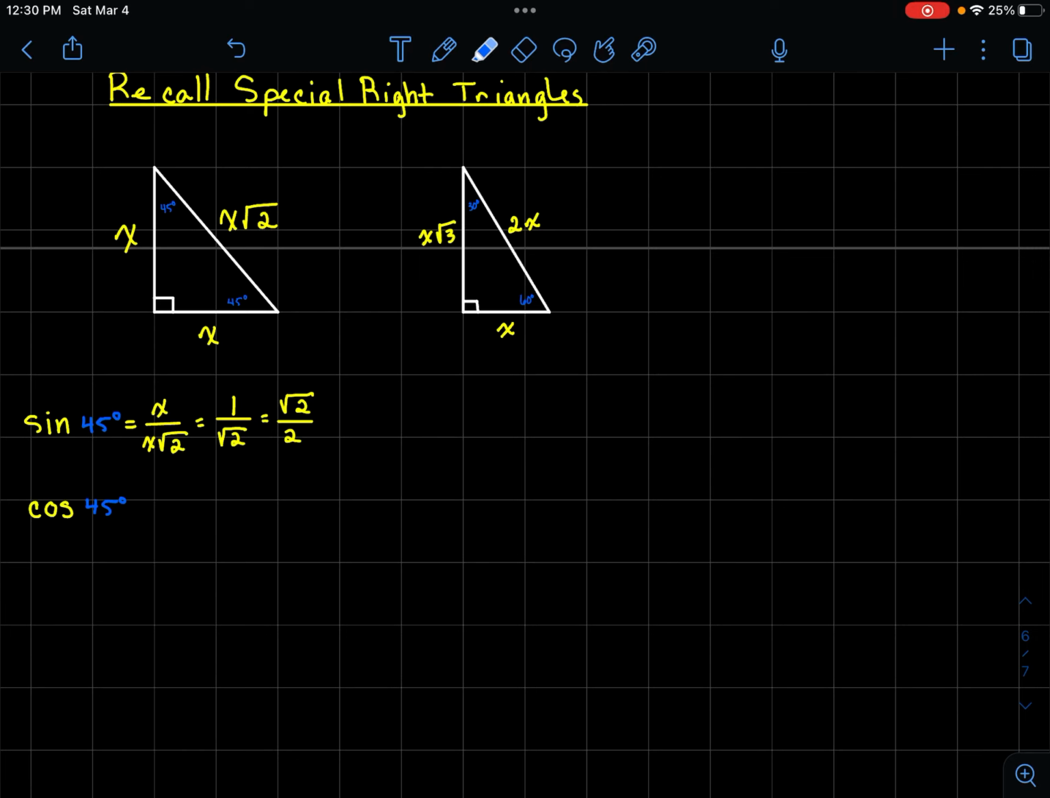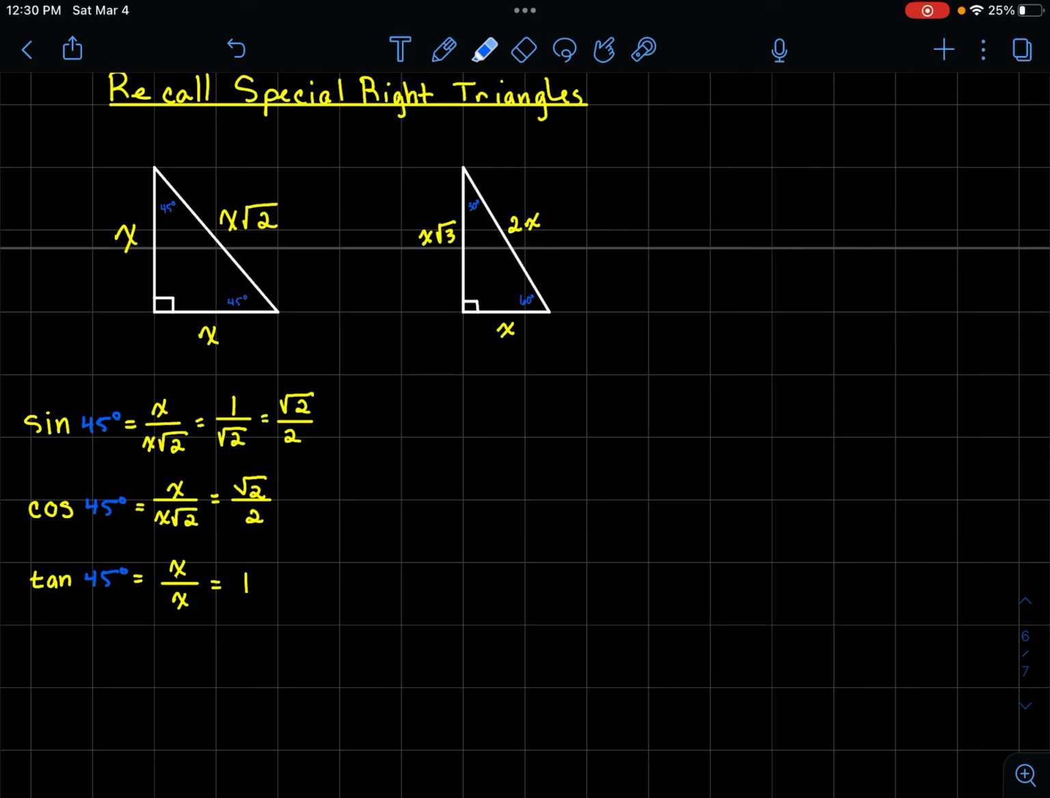This one is adjacent over the hypotenuse. So again, we have another x over x root 2. So going through the whole rationalization process, we have another square root of 2 over 2. And then finally, the tangent of 45 degrees, opposite over the adjacent. That is x over x, and anything over itself is simply 1. So the tangent at 45 is always going to be 1.